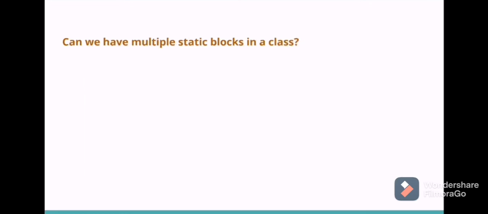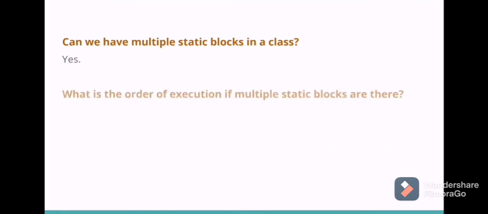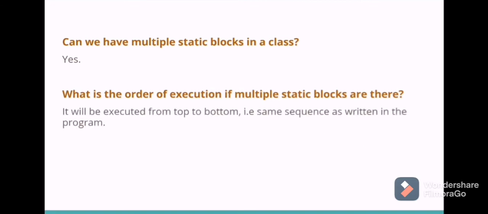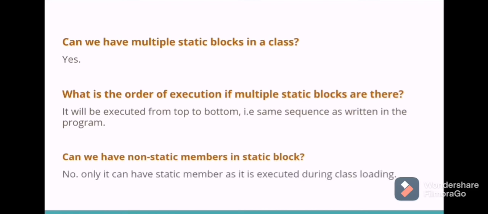Can we have multiple static blocks in a class? Yes, we can have multiple static blocks. Okay, if so, what is the order of execution if multiple static blocks are there? It will be executed from top to bottom, that is whatever order we have written in the code. Can we have non-static members in a static block? No, it can have only static members as it is executed during class loading.